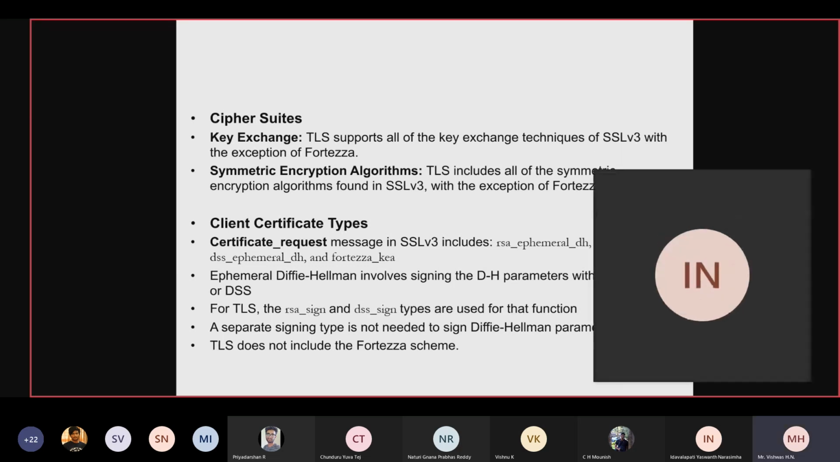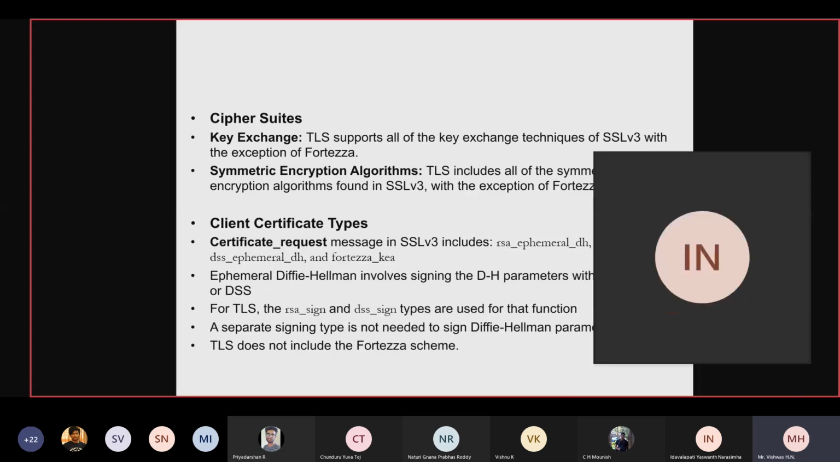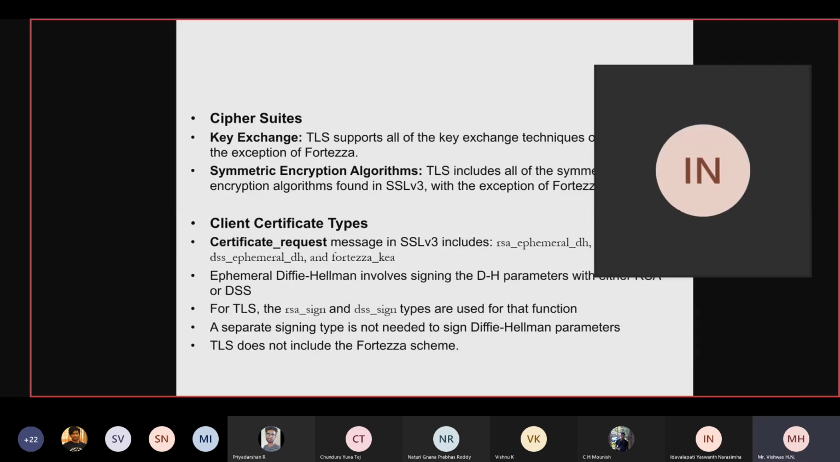What are the cipher suites that TLS uses? TLS supports all of the key exchange techniques of SSL version 3, with the exception of Fortezza. Again, symmetric encryption algorithms: TLS includes all the symmetric encryption algorithms found in SSL version 3, with the exception of Fortezza. Fortezza is again a technique. So I think we don't discuss much about TLS here, students.